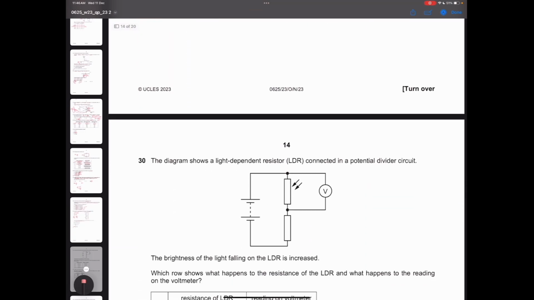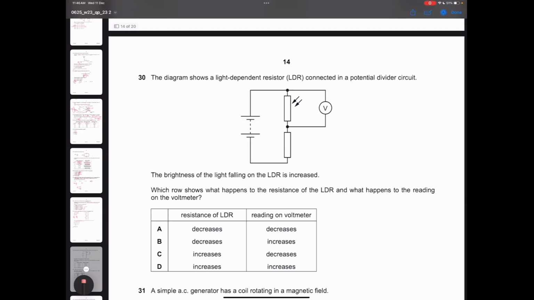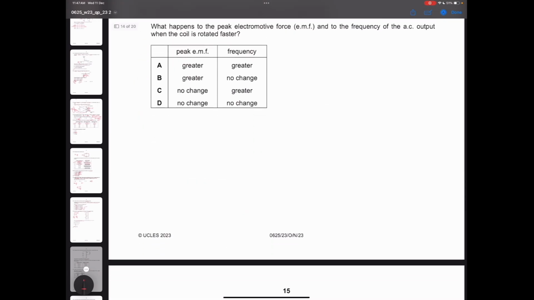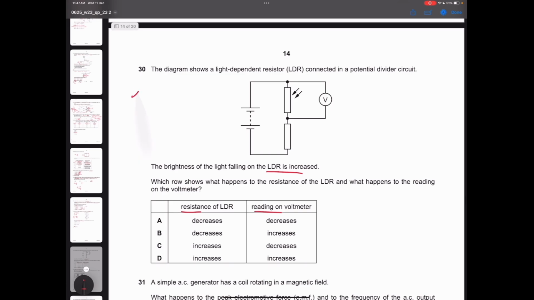Now, let's start with question number 30. The diagram shows a light dependent resistor connected in a potential divider circuit. The brightness of the light falling on the LDR is increased. Now again they're asking what happens to resistance and voltmeter. Now this is not a difficult question. There are difficult questions for LDR and thermistor, but this is not one of them. It's a very simple one. When light intensity is increased, we know that resistance decreases. You need to remember this. There is a concept behind this as well, but just for now, just remember that when light intensity increases, the resistance decreases in the thermistor or the LDR. In this case, it is light intensity, so that is LDR.